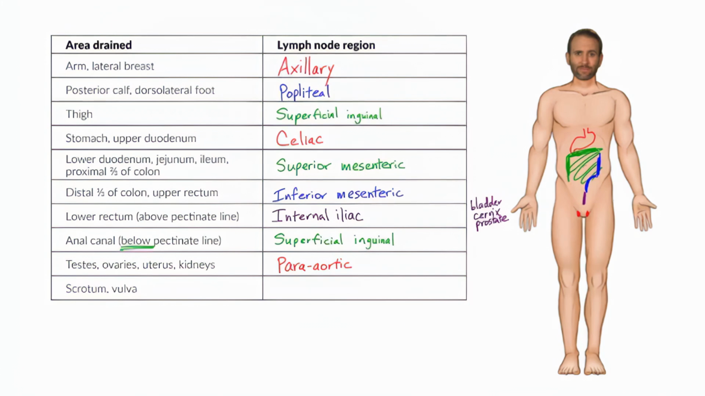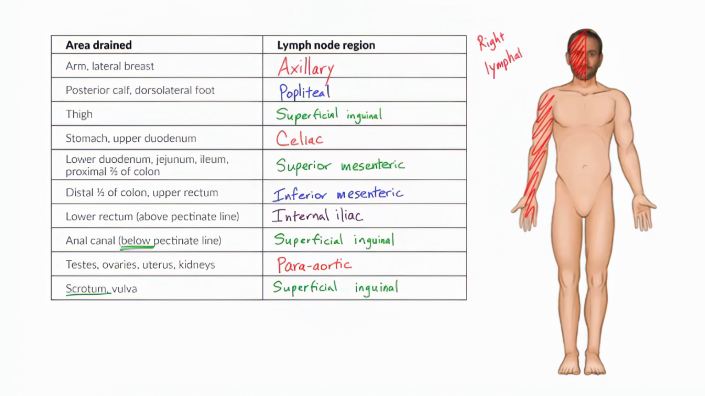The testes are embryologically not a superficial structure. They descend from within the body cavity. So the lymphatic flow goes back into the body cavity to the para-aortic lymph nodes, which is where the testes come from. That's definitely high yield to know. But the scrotum, and in women the vulva, are superficial structures. And where do we say those superficial structures drain to? The superficial inguinal nodes.